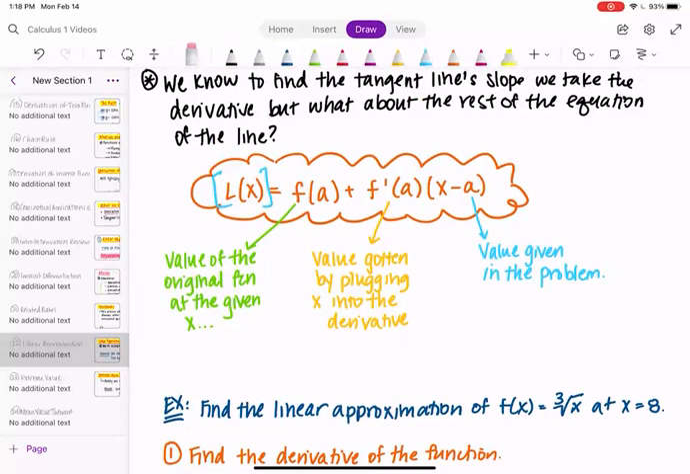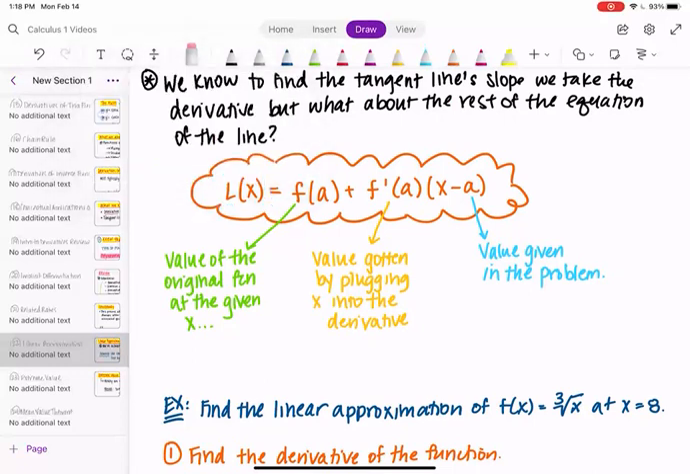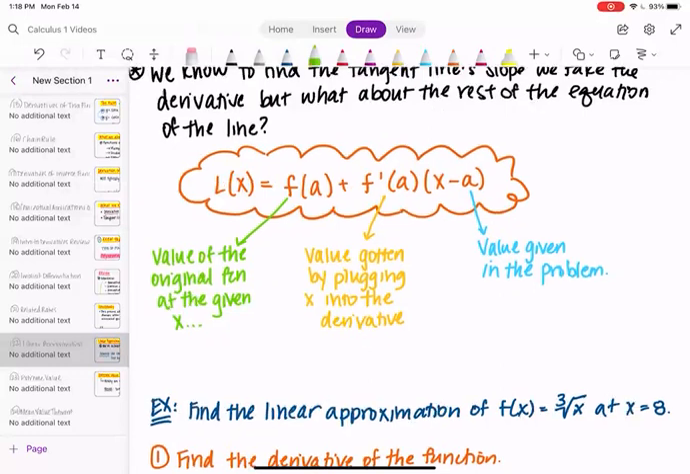So instead of f of x, we'll call it L of x, which is the linear approximation of f of x. And then we're going to use these functions here. This first chunk, f of a, is the value of the original function at the x you're using to build that approximation, right? F prime of a is going to serve as the slope of your tangent line, and that's going to be plugging the x value into the derivative. We've been doing that for a very long time. And then this last part is just x minus the value of a, right?